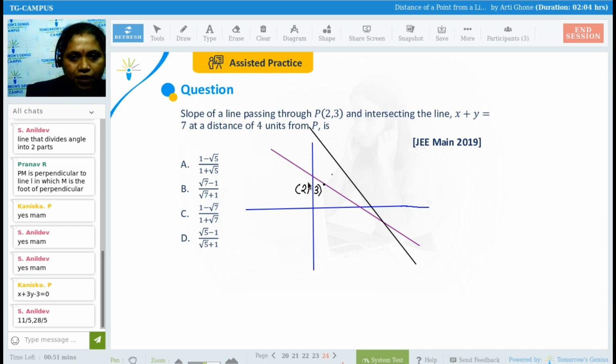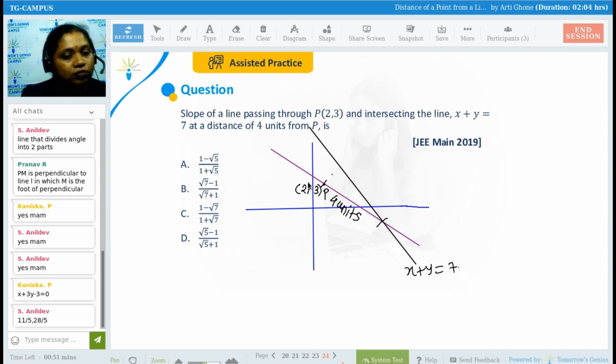Okay, and this line equation is given: x plus y is equal to 7. At a distance of 4 units from the point P. So this distance is given as 4 units.